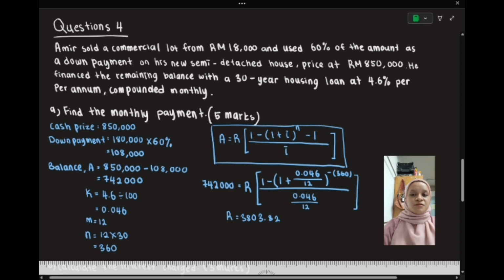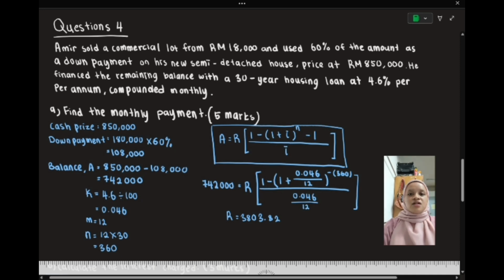We know that when we want to find the balance, we must use cash price minus down payment. Then we get 742,000. Next, we find the K. K is 4.6%. The question said compounded monthly. Compounded monthly means M equals 12. And then lastly, we use N. N equals M times T. So N equals 12 times 30, which is 360.